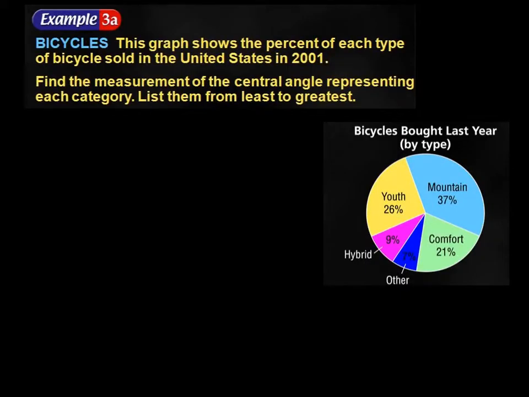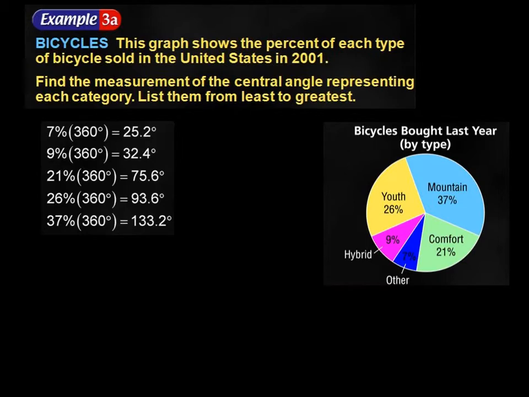The graph shows the percent of each type of bicycle sold in the United States in 2001. Find the measurement of the central angle representing each category. List them from least to greatest. Well, the least is going to be the one with the smallest percent, followed increasingly up. Now, I hate to give my age, but back in the day, before technology, this used to be a big deal because we would take 0.07 times 360, which is 25.2 degrees, and do our very best to measure a 25-degree central angle so we could construct a circle graph. Seems a little bit ridiculous to do by hand now with the nice technology we have.